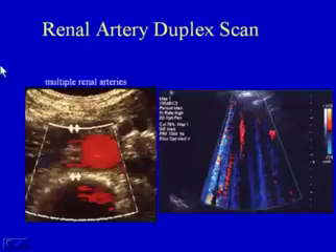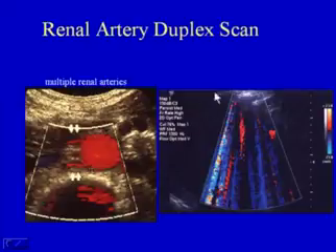Just showing you some of the limitations. Here's the duplicate renal artery. Here's a patient that's gassed out. If you can't see the aorta, like in this particular image, simethicone will not help you with this patient.